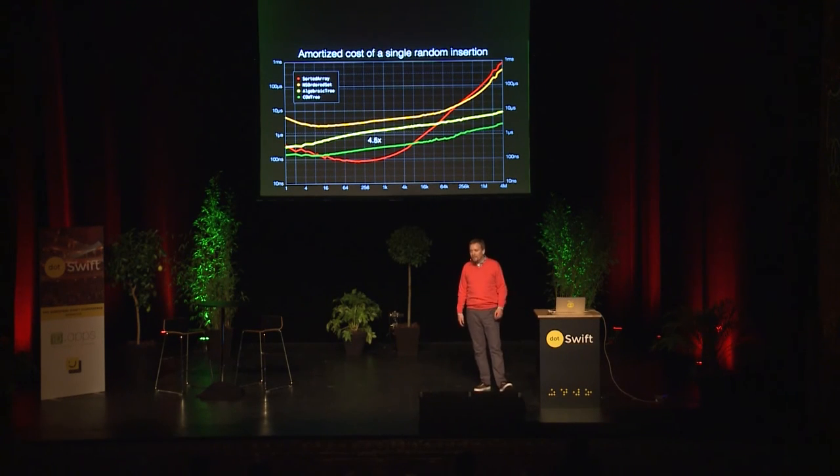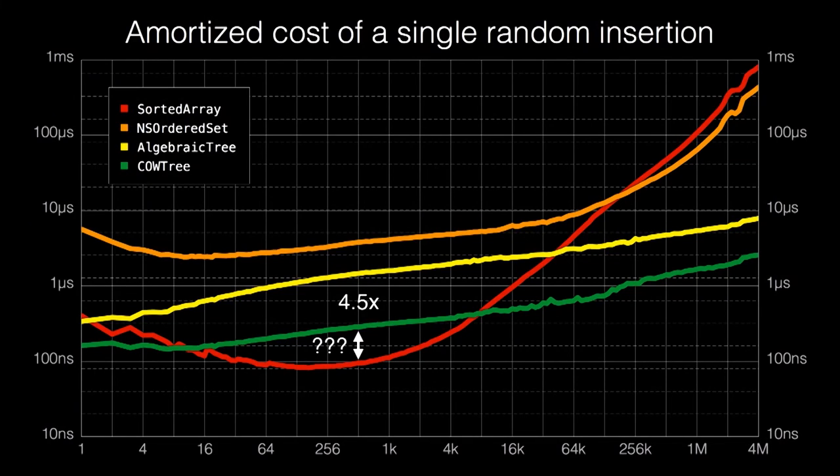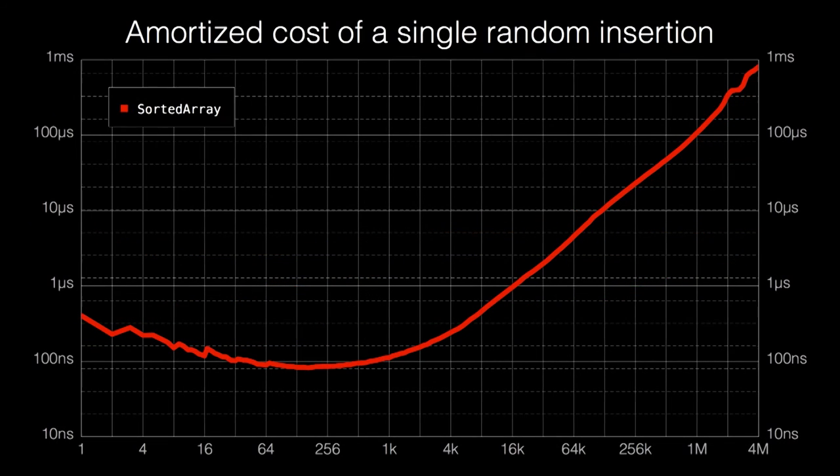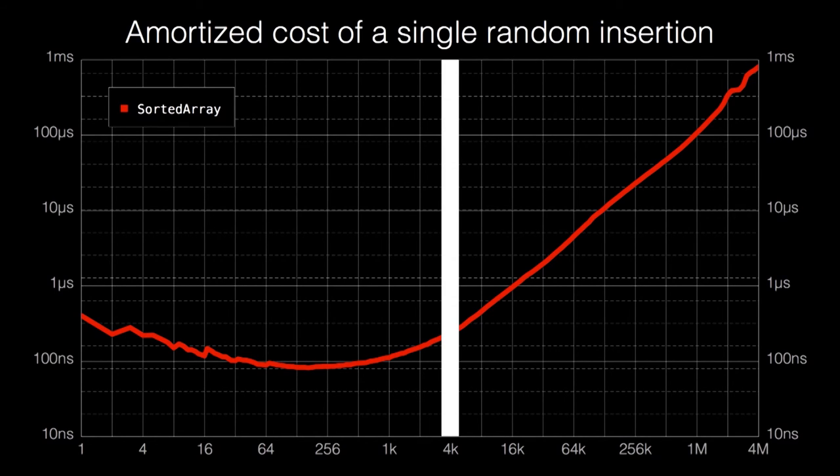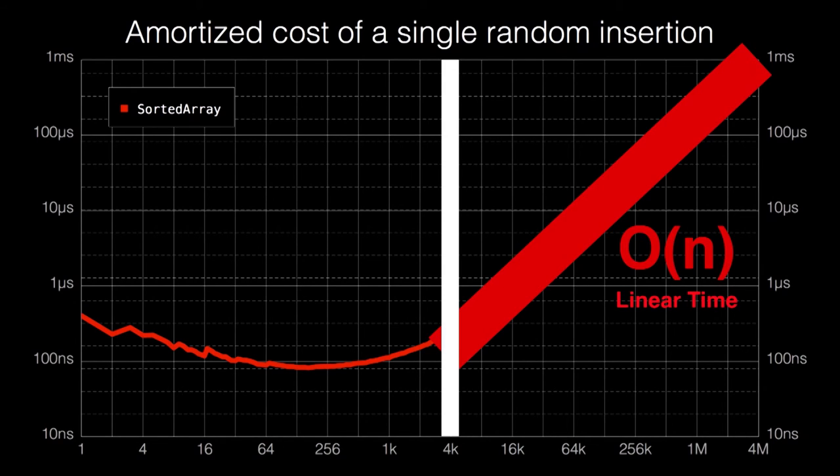Well, I don't know. Let's take a closer look at what the sorted array is actually doing. Okay, so here's the curve. If you look at it, it seems to have two parts. At the end, we get the expected linear growth rate. Okay, this is what we expect from a sorted array implementation.